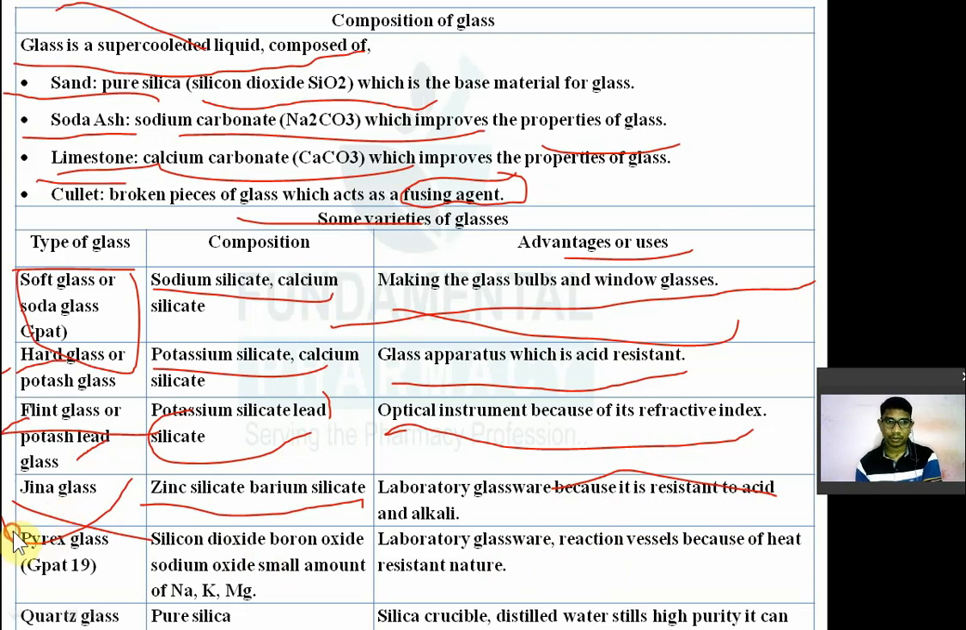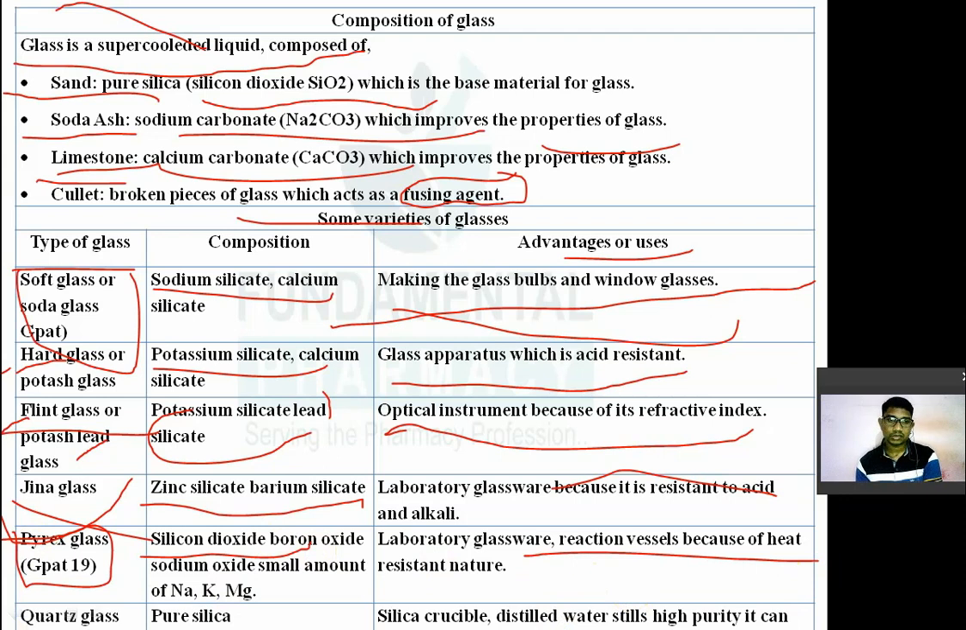The next one is Pyrex glass. A question on Pyrex glass has come in GPAT 2019. It contains silicon dioxide, boron oxide and sodium oxide, with small amounts of sodium, potassium and magnesium. The question was: which one of the following types of glass consists of silicon dioxide, boron oxide and sodium oxide? That is Pyrex glass. It is useful for laboratory glassware and reaction vessels because it is heat resistant in nature. It can withstand high heat.